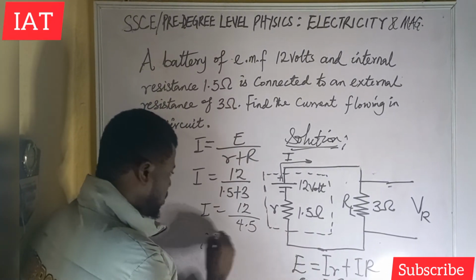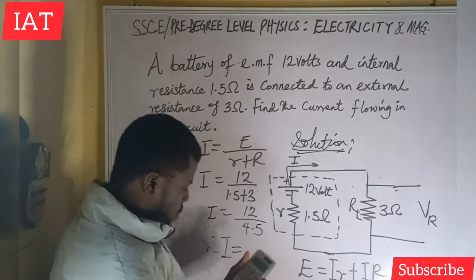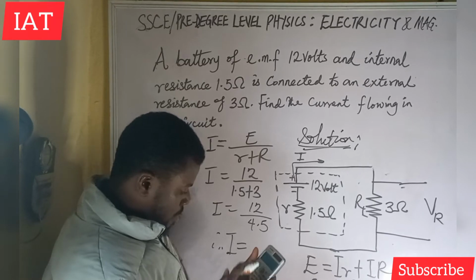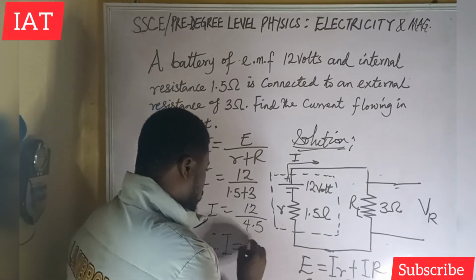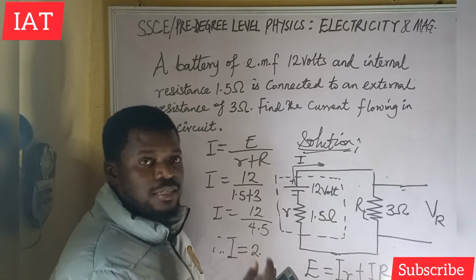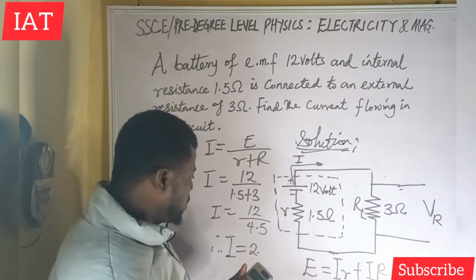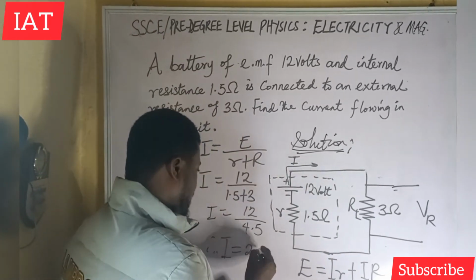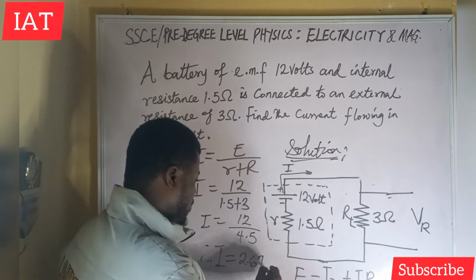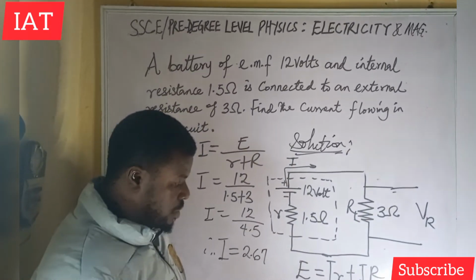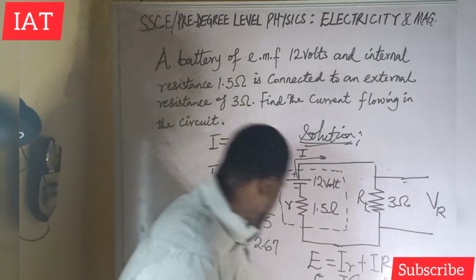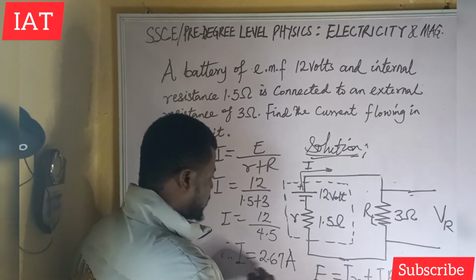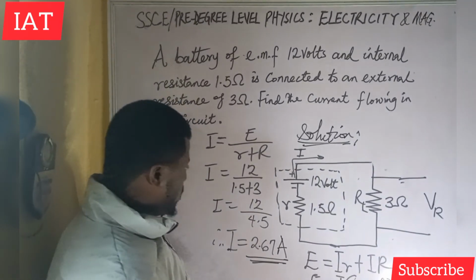Therefore, the current will be equal to 12 divided by 4.5. And we have the answer to be 2.66666667. So we just need 2 decimal places. So we have 2.67, approximately 2.67. So what is the SI unit of current? The SI unit of current is amps, or ampere. So that is the solution to this problem.